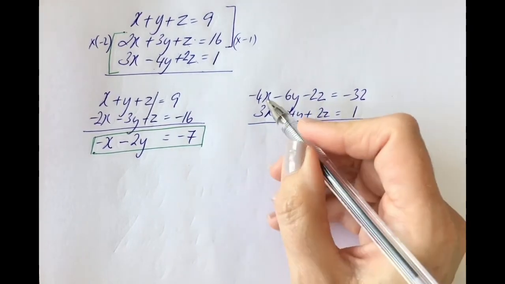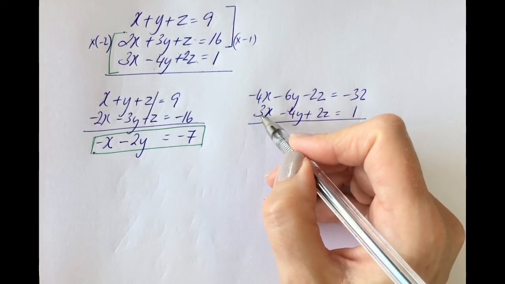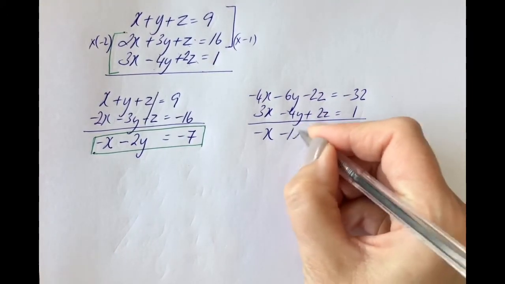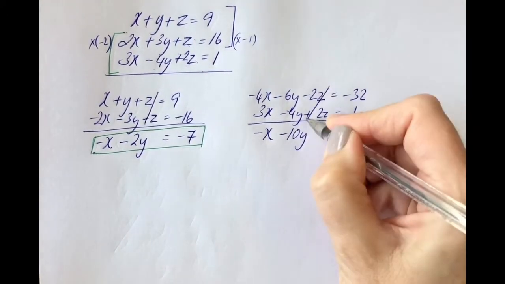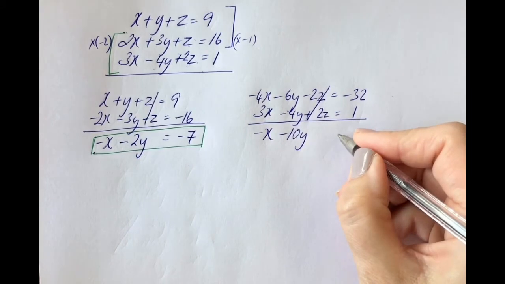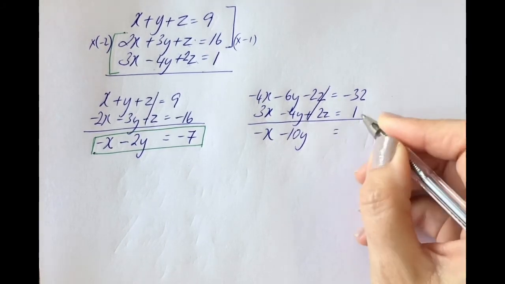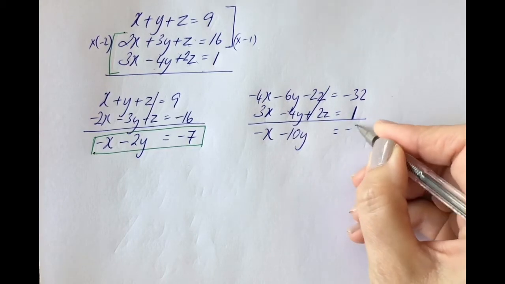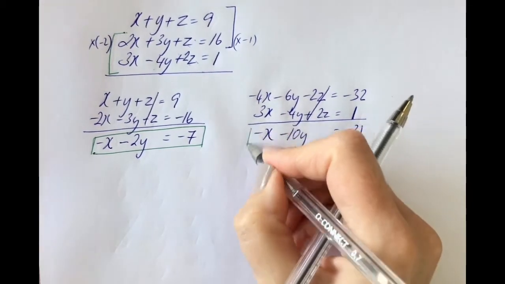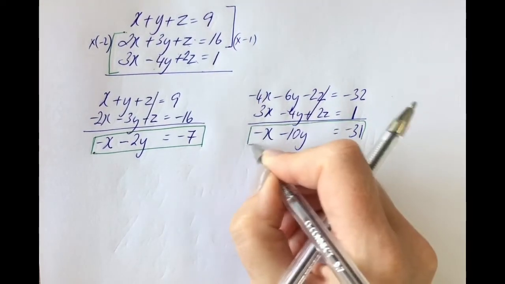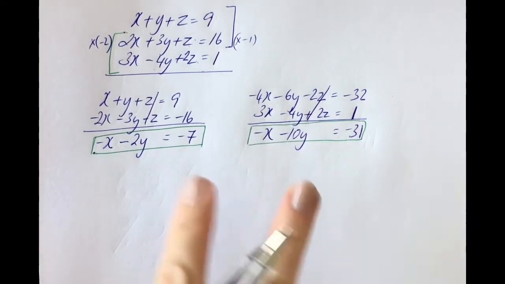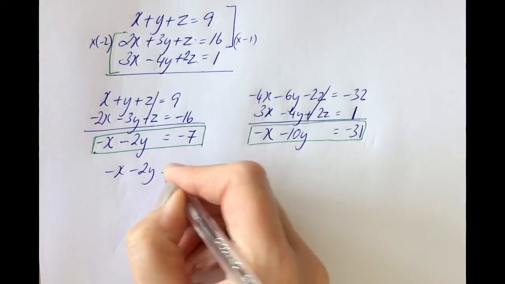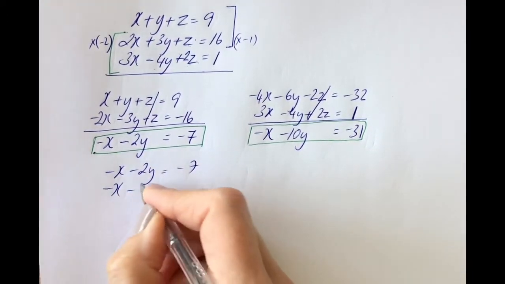And we end up adding them together. We get minus 4x plus 3x is minus x, minus 6y minus 4y is minus 10y, minus 2z plus 2z is 0 or nothing, so it's gone, which is what we want, and minus 32 and a positive 1 is minus 31. So there is my second equation that I'm now going to use. So two equations now with two unknowns. We're back to our usual method, so I'm going to rewrite the two equations out for myself.